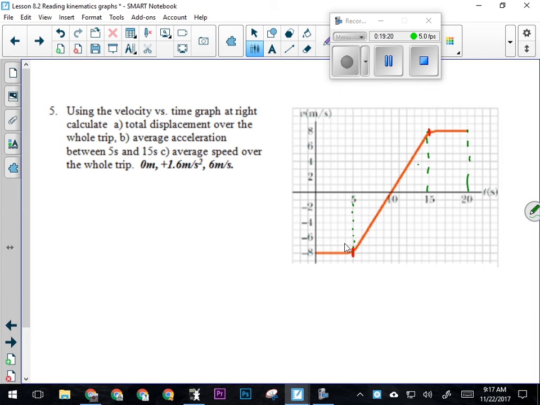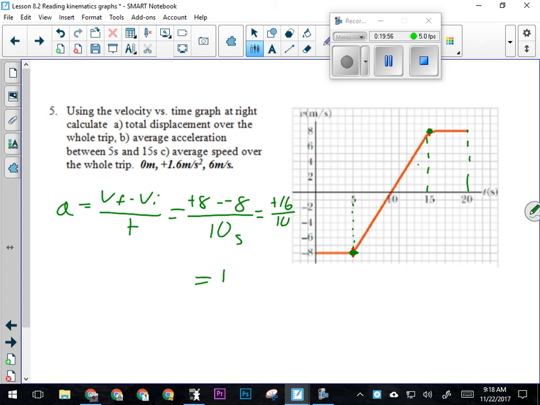All right, for part B, find the average acceleration between 5 seconds, so that's right here, and 15 seconds, right here. Acceleration is the change in velocity, Vf minus Vi, over the change in time. Vf is +8, Vi is -8, and between 5 and 15 seconds, there are 10 seconds. Positive 8 minus negative 8 is positive 16. Divided by 10 should give me positive 1.6 meters per second squared.